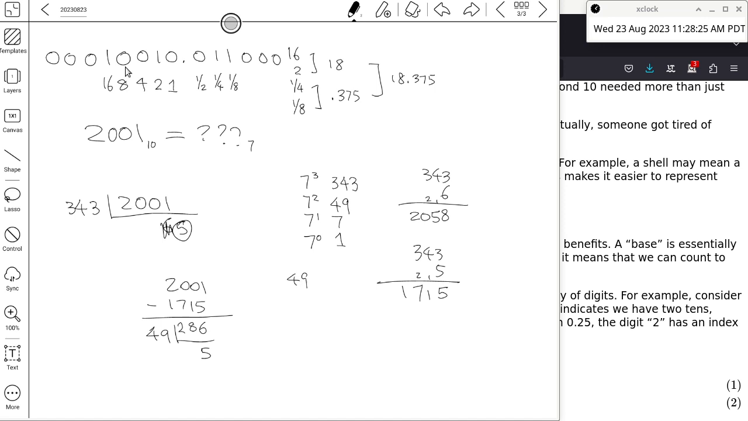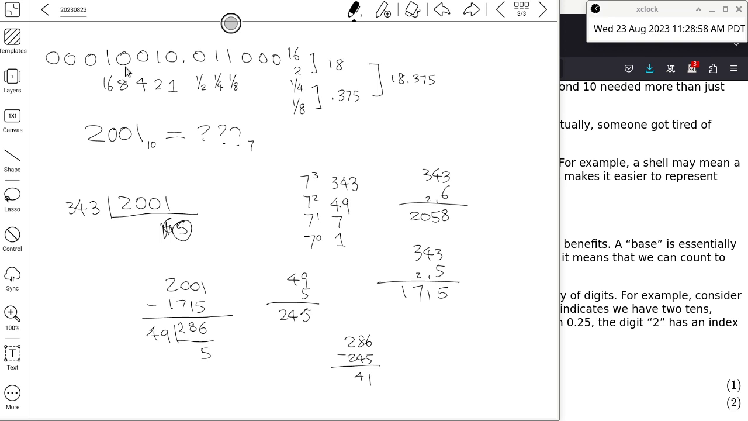So 49 times 5, okay, I really should not need to do this. There's a 5 here with a 4, so it's 245. That works out. And what do we do with the 245? Subtract it from 286, okay? So 286 minus 245, we should be able to do this by hand, right? We just got 41 left, okay?